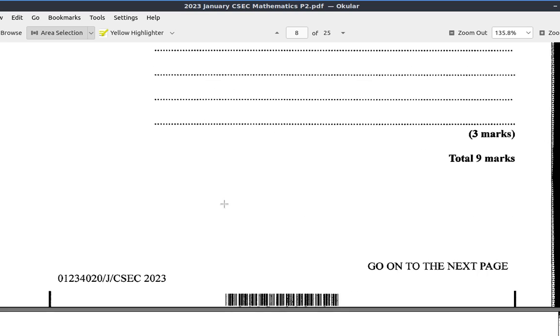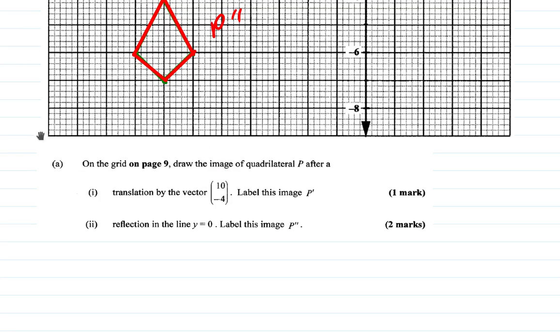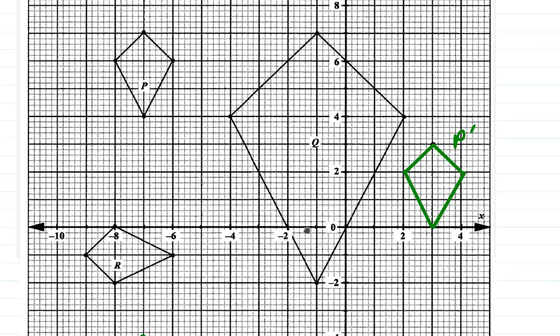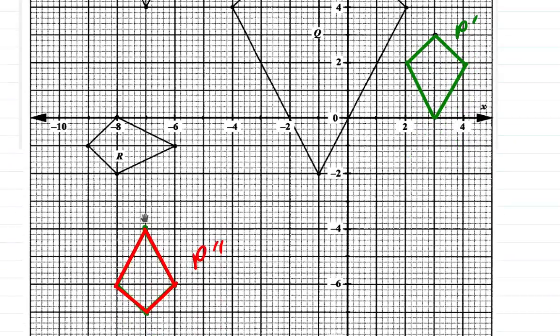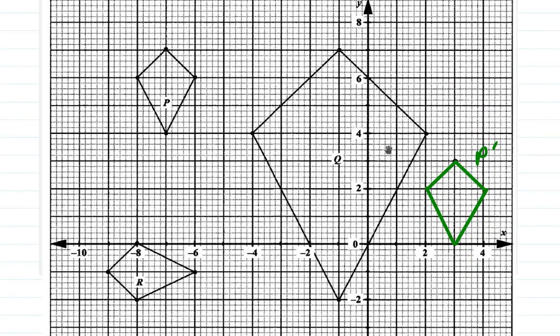Now this is part B of the question. It says, describe fully a single transformation that maps quadrilateral P onto Q. What maps P onto Q? Oh, yeah, this onto this. Alright, so it's this onto this. What is it that maps P onto Q? Well, you could see here that it is some sort of enlargement.